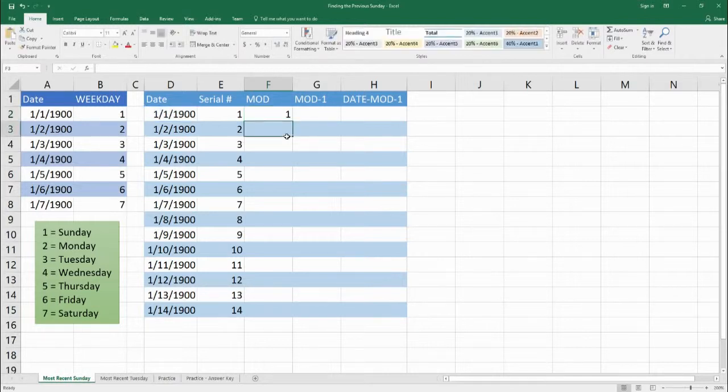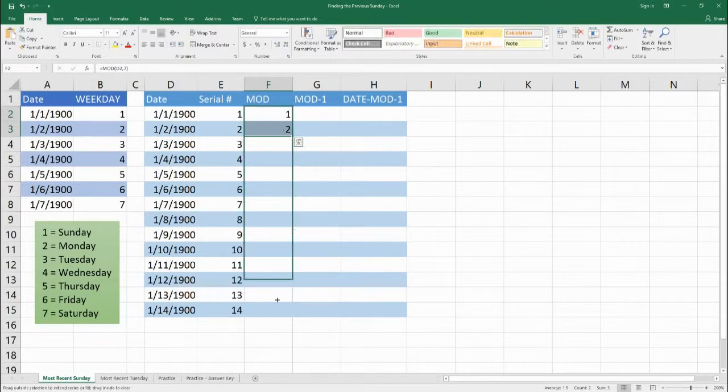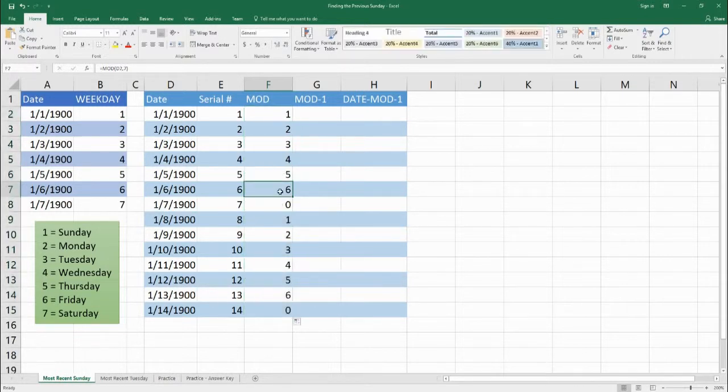Okay, so one more time, equals MOD of the date January 2nd, 1900, and we're going to use the divisor of 7 for 7 weekdays. And we change that into the general number, and it gives us a 2. The modulo of 7 going into the date of January 2nd, 1900 is 2. Let's drag these down, and you can see that there's a pattern: 1 through 6, then 0. 1 through 6, then 0. Now, the final formula that we're going to have here is going to be this date minus a certain number to go back to the previous Sunday.